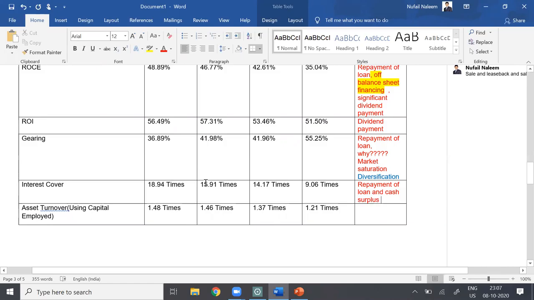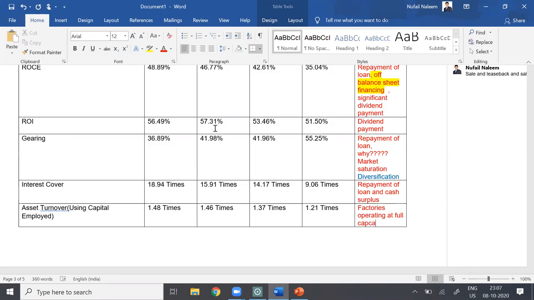Very clearly understandable. And then, students, asset turnover using capital employed: 1.48, 1.46, 1.37, 1.21. Asset turnover means, can we write down one thing: factories operating at full capacity. At full capacity. Now, Asta, generally if the asset turnover is less than one, it means our factories are underutilized. But here our factories are operating at full capacity, because we are using capital employed also as a denominator. So we can clearly understand that here we don't have any production issue. What do you think, Asta? Do we have any production issue? No.